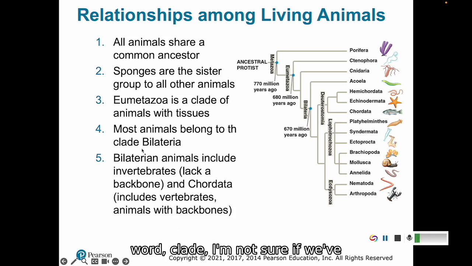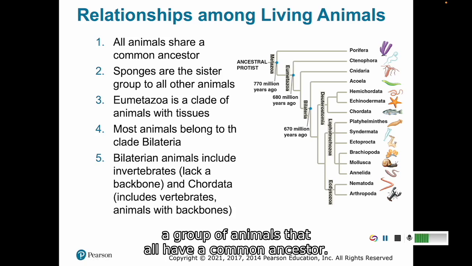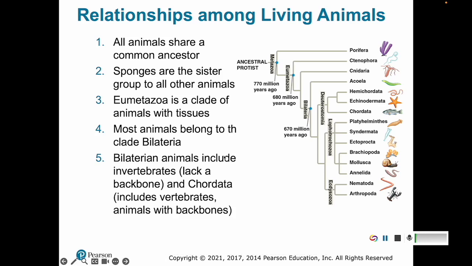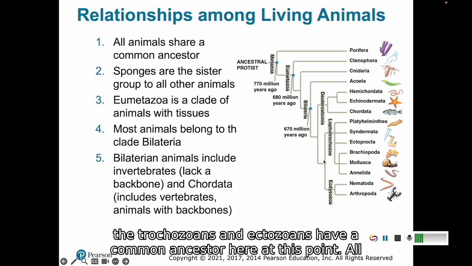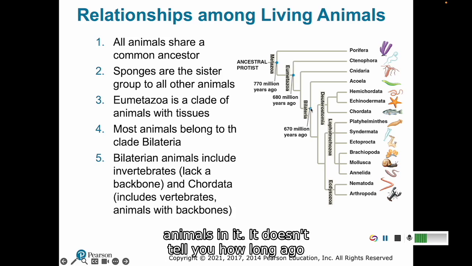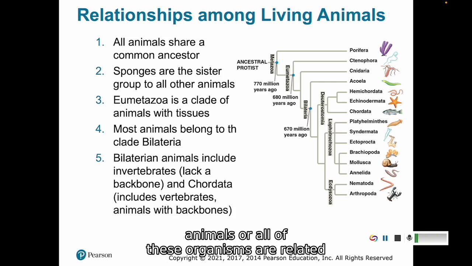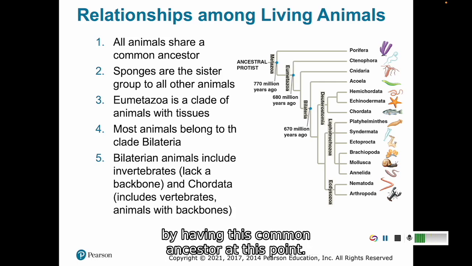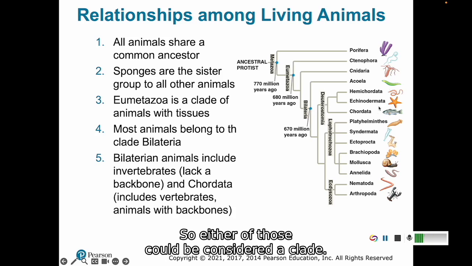This word clade, I'm not sure if we've defined that in this chapter or not. A clade is a group of animals that all have a common ancestor. So here, nematodes and arthropods all have a common ancestor at this point. All Lophotrochozoans and Ecdysozoans have a common ancestor here. All bilaterian animals have a common ancestor here. So it doesn't tell you how many animals are in it. It doesn't tell you how long ago it had a common ancestor. It just says all of these organisms are related by having this common ancestor at this point. All bilaterians have a common ancestor here. All deuterostomes have a common ancestor here. So either of those could be considered a clade.